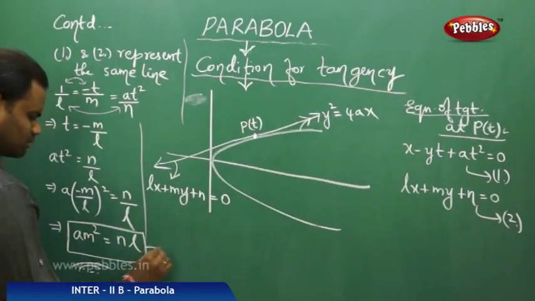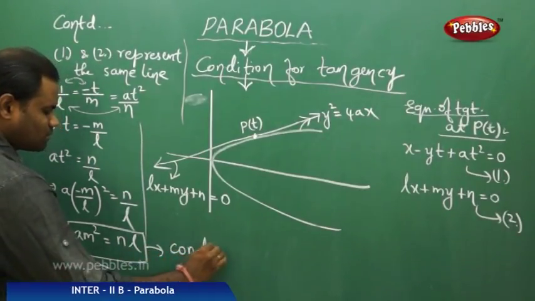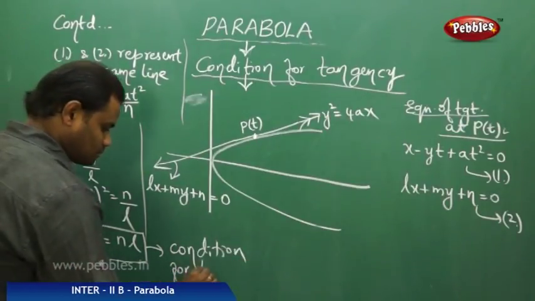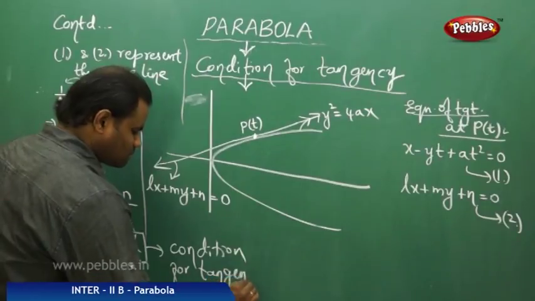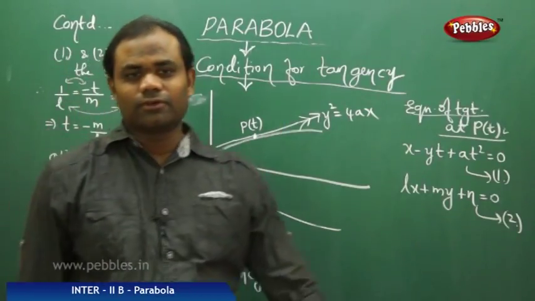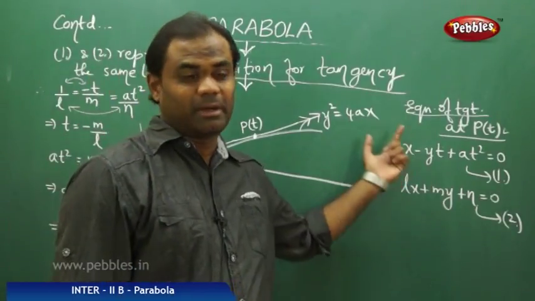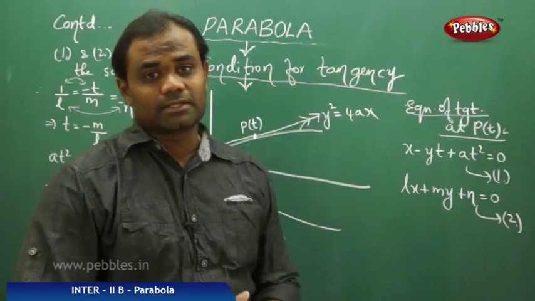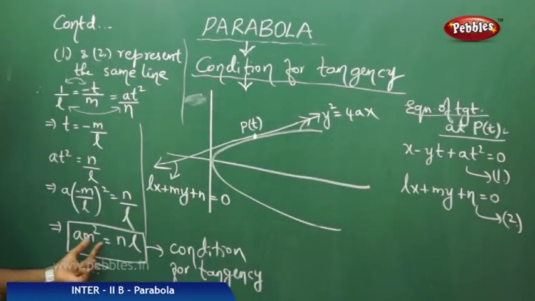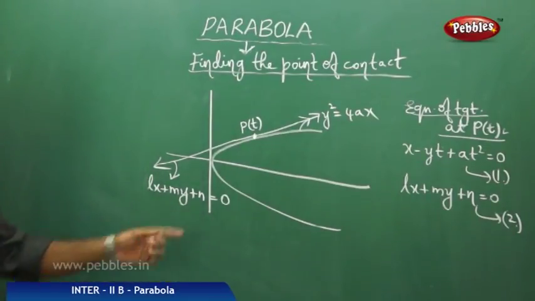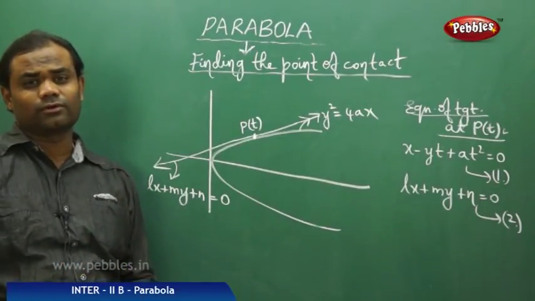This is the condition for tangency. So the condition for tangency that the line Lx plus my plus n equal to 0 is a tangent to the parabola y square equal to 4ax is simply am squared must be equal to n times L. Now finding the point of contact, that is the point T, in terms of L, M, N and A. So let's see how we can find the point of contact.